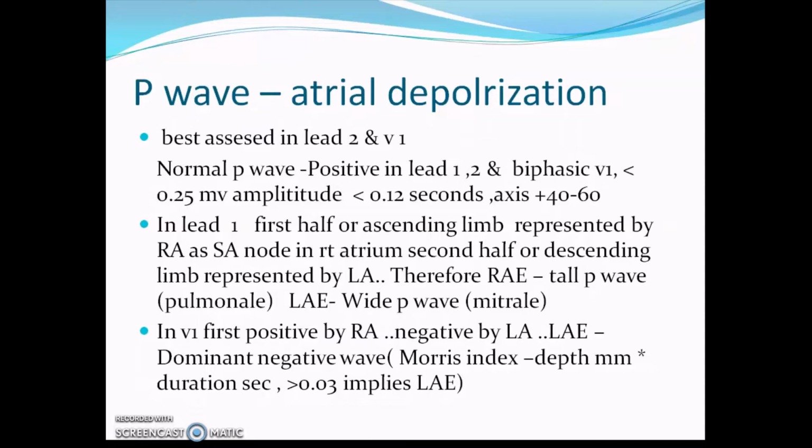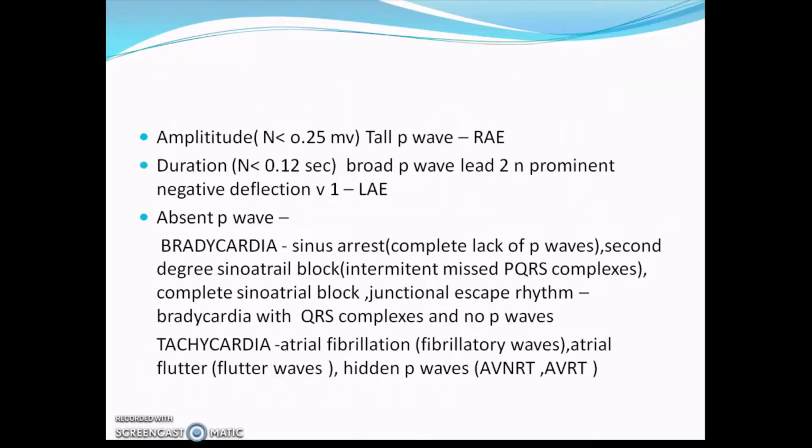In V1, the first positive wave is by RA and the terminal negative wave is by LA. When there is a left atrial enlargement, the terminal negative wave increases in the duration as well as in the depth, that is, there will be increase in the duration as well as the amplitude. So the Morris index is the product of the amplitude and duration, that is depth in mm into duration in seconds. More than 0.03 indicates left atrial enlargement.